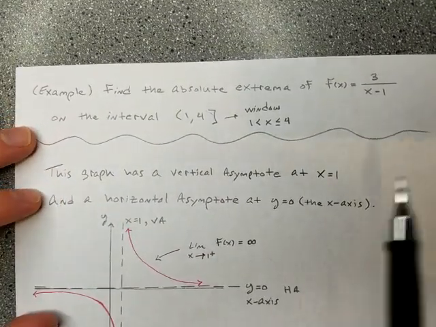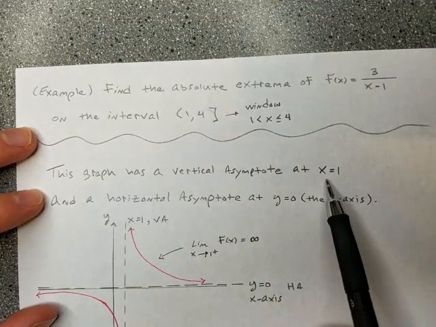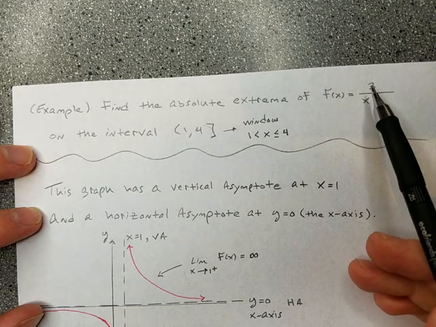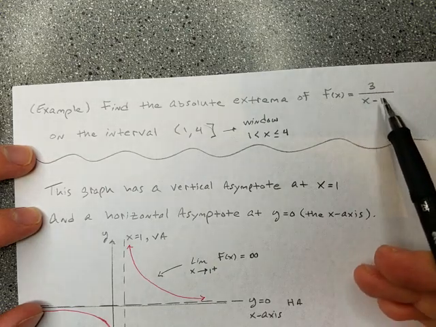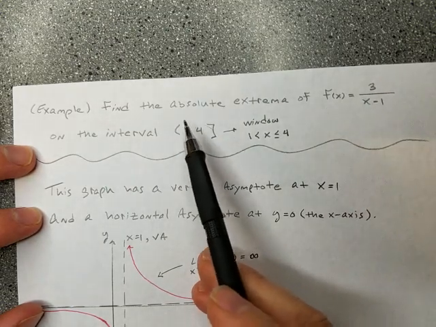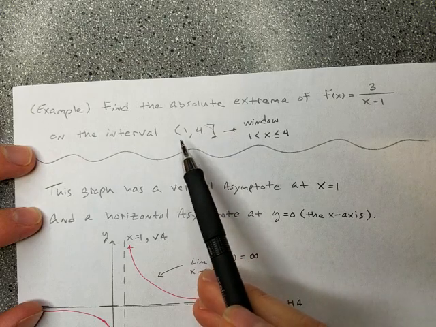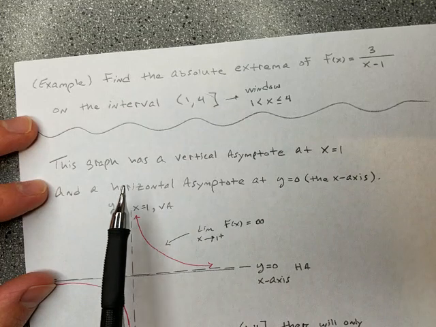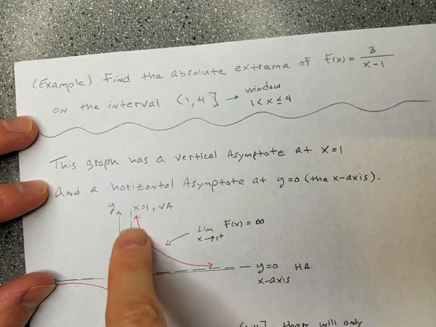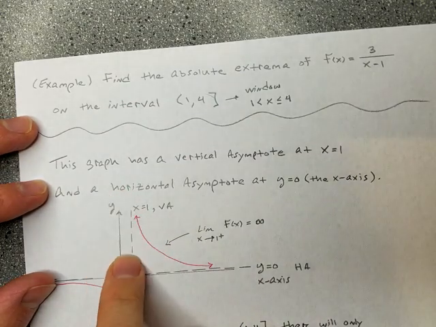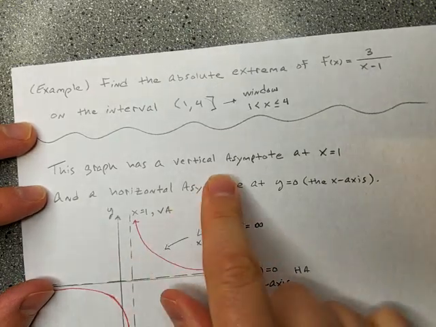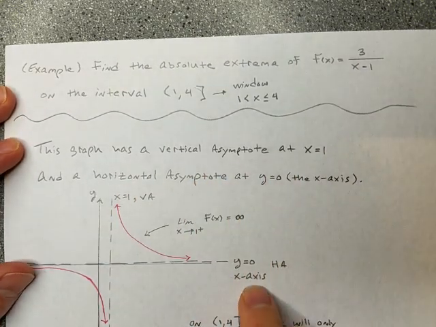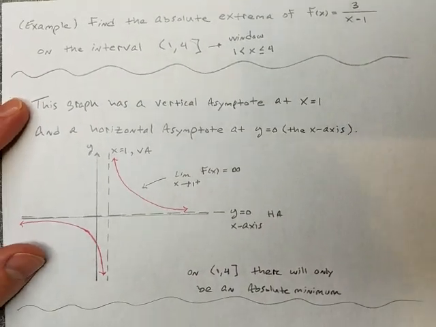About this graph, it has a vertical asymptote at 1. Notice that it's undefined at 1. 1 makes the denominator 0. Well, that's why we can't include 1 in this window, because there's nothing there. There's a vertical asymptote. The curve climbs to infinity in this case at 1. So it's got a vertical asymptote at 1 and a horizontal asymptote at the x-axis. Okay, so it looks like that.